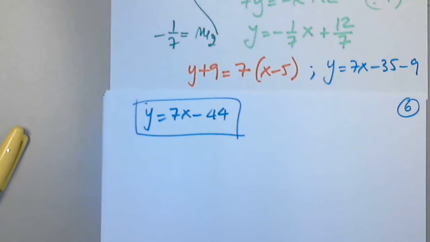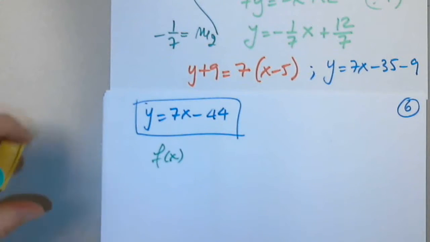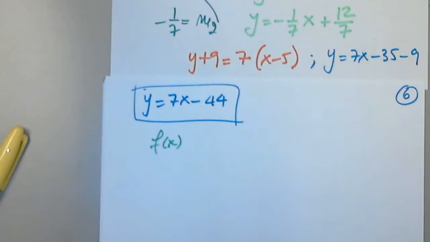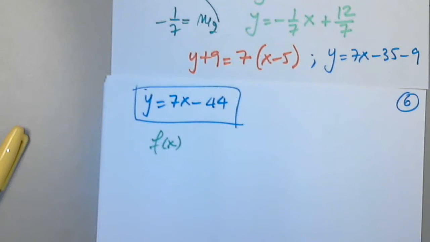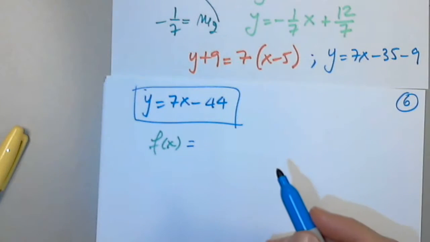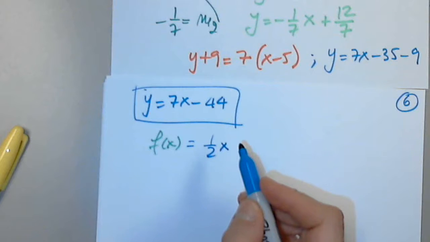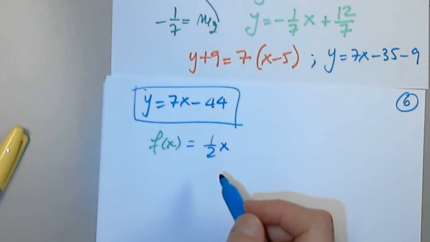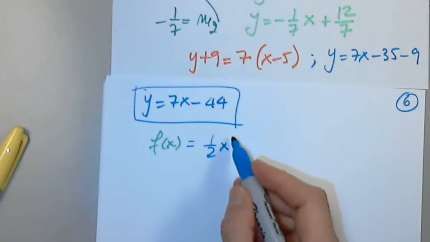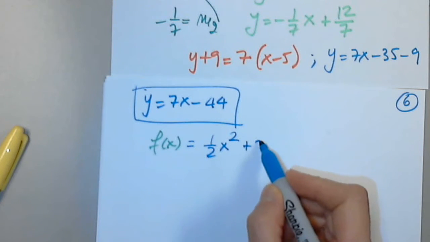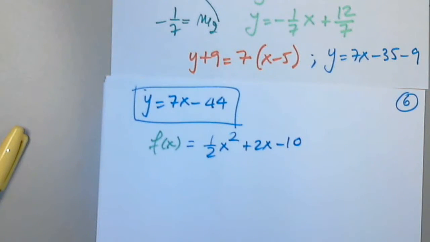Can anyone make up a quadratic function for us so we can find its difference quotient? Any quadratic function? Anyone? F of x equals 1/2 x, 4 plus 10. That's not quadratic. Oh, quadratic. Okay, 1/2 x squared plus 2x minus 10. Awesome. This is a quadratic function.